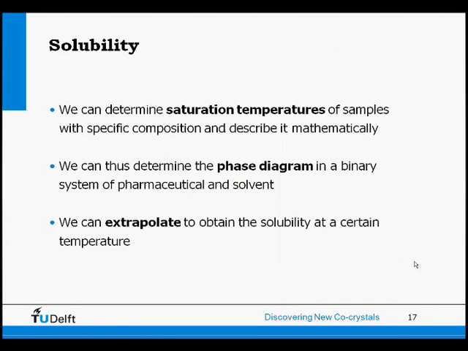So we can determine saturation temperatures of samples with specific compositions and describe it mathematically. That means that we can determine the phase diagram in a binary system of pharmaceutical and solvent. And we can also extrapolate to obtain the solubility at a certain temperature. That is important because we are going to use that to discover co-crystals.